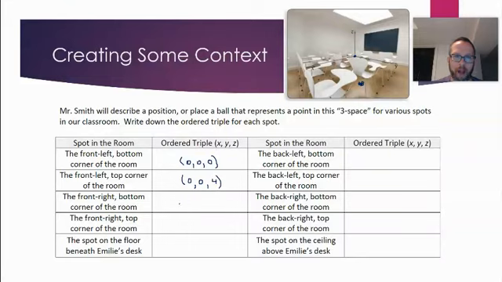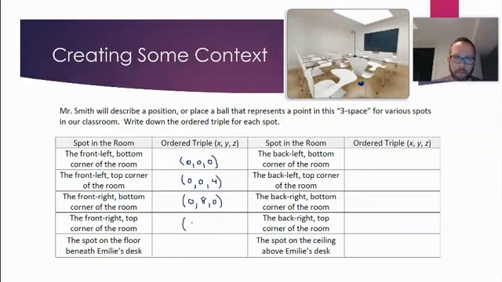Let's go to the front right bottom corner of the room. For the front right, I'm at the front still. I haven't moved from the front, 0, but I moved to the far right, 8 meters. And I'm at the bottom, so I'm on the floor, 0.